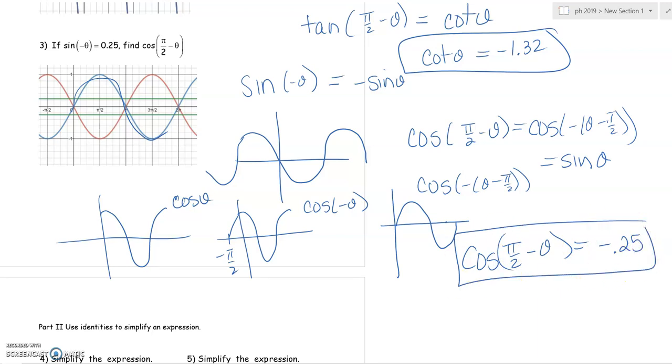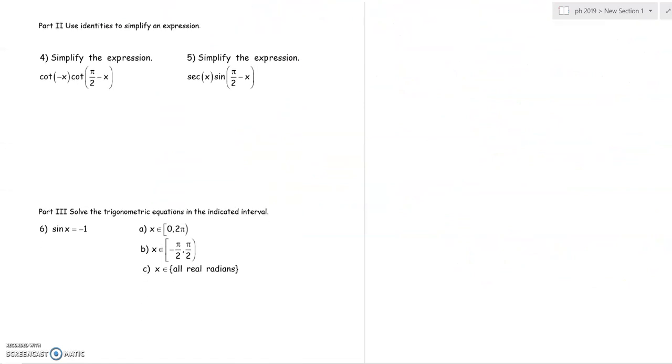Okay, so let's take a look at the next part where it says use identities to simplify an expression. Okay, so we would like to simplify the expression for number 4. So why don't you pause the video and see if you could graph the cotangent of negative x and the cotangent of pi over 2 minus x. And instead of just flipping back to the first page to get the identity, why don't you see if you could just sketch the graph and figure out what it is.